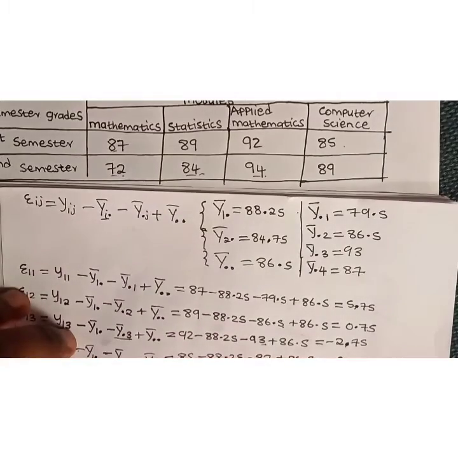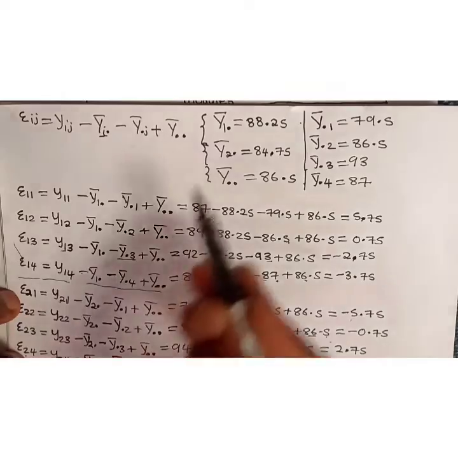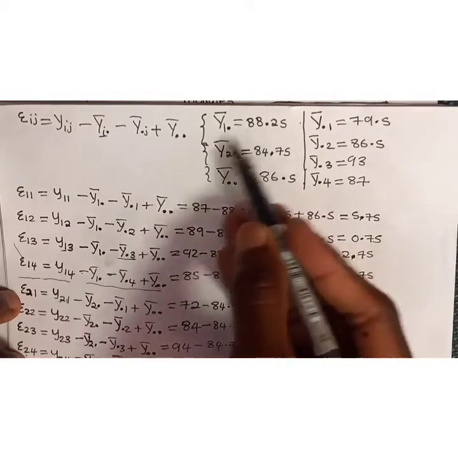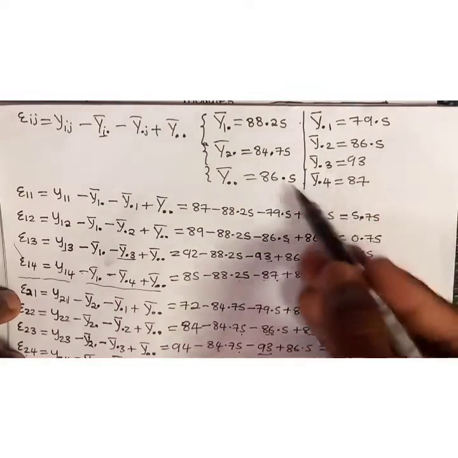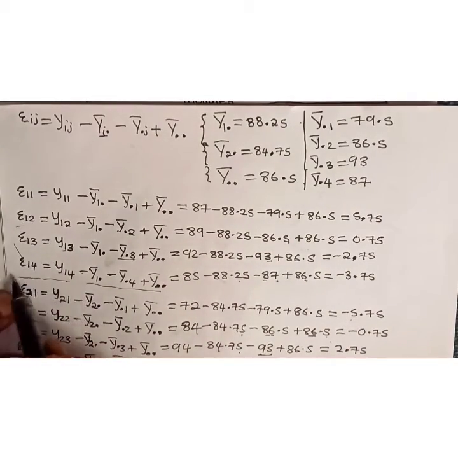So calculating the errors can be tiring, but it's a simple thing. It's all about substituting. As you can see, we need the mean per each treatment, the mean per each block, and the grand mean to find the errors. So they depend on the number of observations which you have.